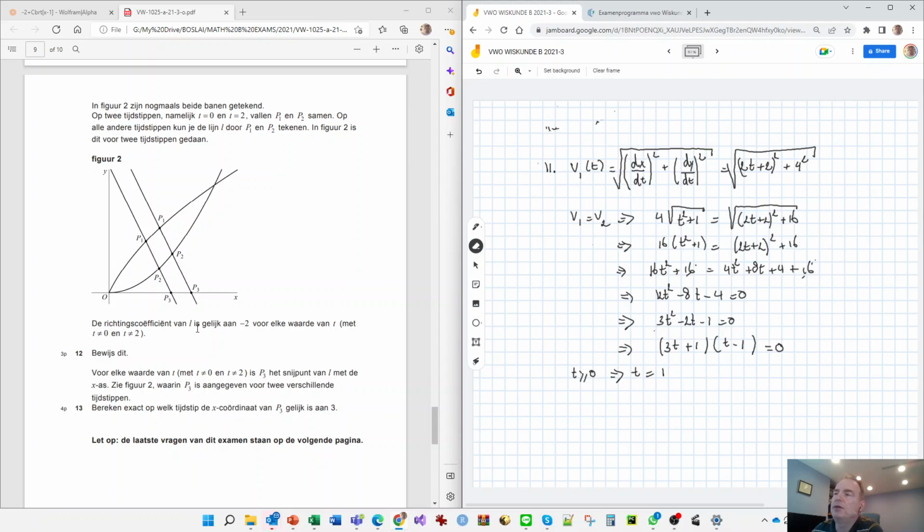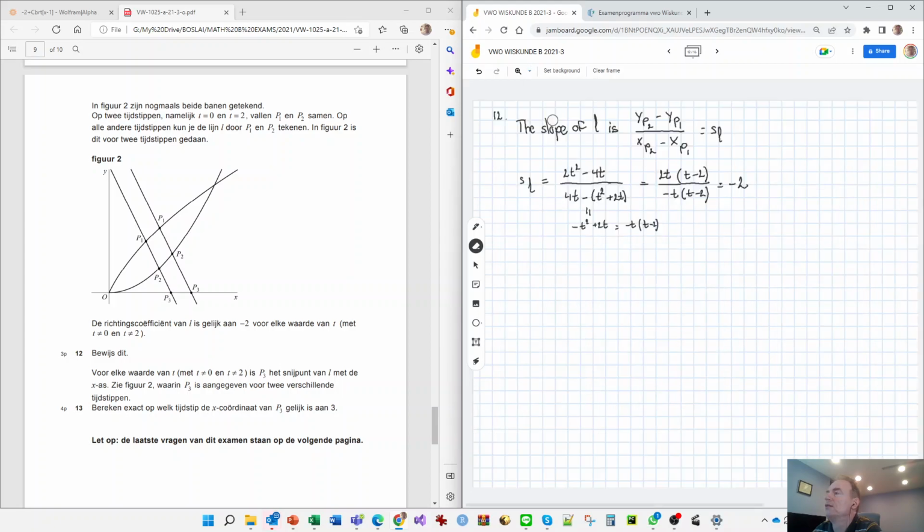Then they say the slope of L is equal to minus 2 for every value of t. And that's interesting, so it doesn't depend on t. So prove that. Okay, well, what is the slope of L? It's the slope of a line going through P2 and P1, so it's simply delta y between the points over delta x between the points. And I call that SL.